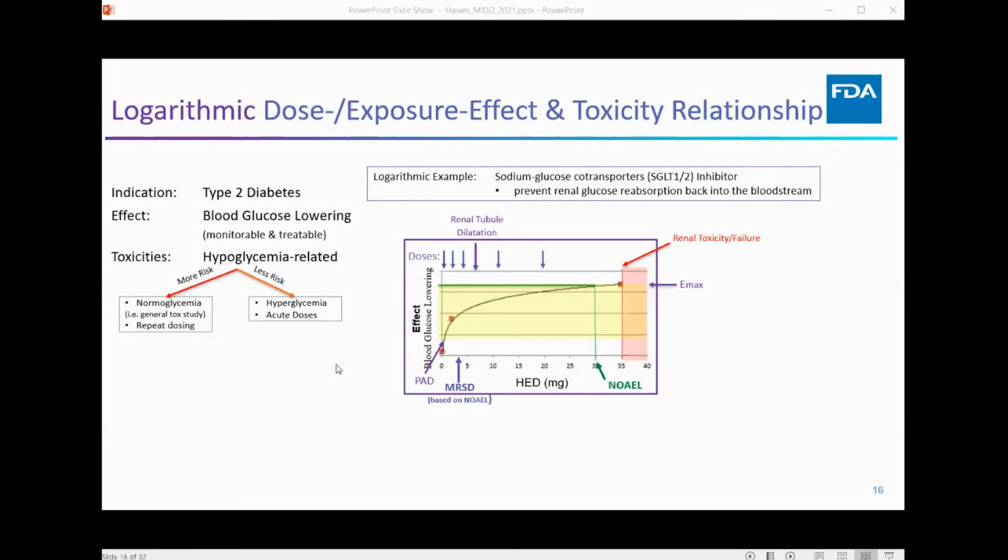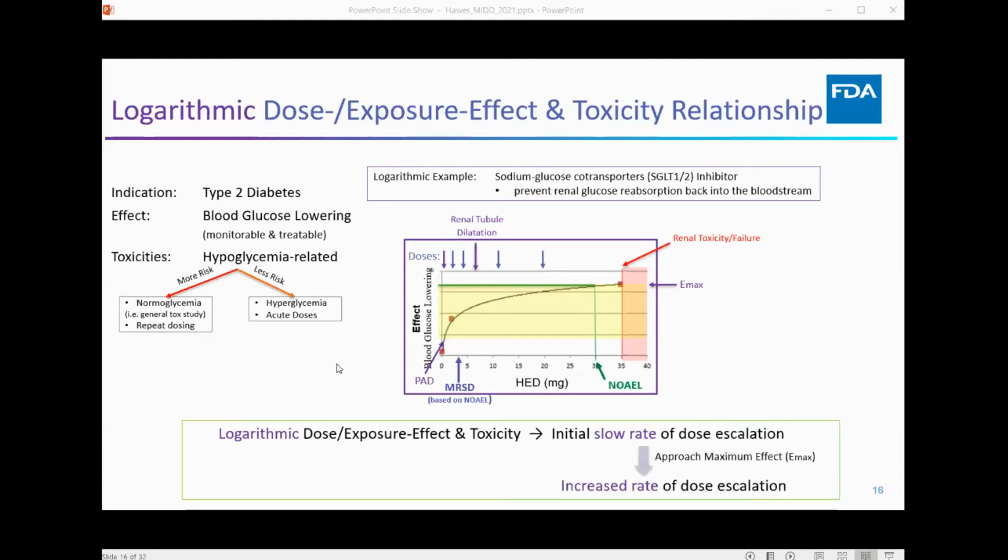Since the curve is anticipated to be steep at low doses, and since a primary goal of phase 1 studies is to accurately describe the pharmacodynamic activity of a drug, an initial slow rate of dose escalation would be appropriate. Otherwise, one would completely miss the characterization of the drug's pharmacodynamic activity. But it would be appropriate to be followed by an increased rate of dose escalation as Emax is approached. Again, the steeper the curve, the slower the rate of dose escalation.